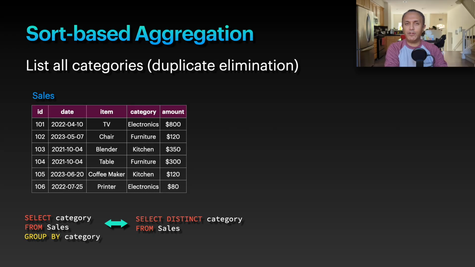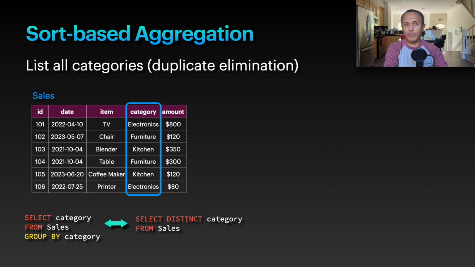So let's start talking about the sort-based aggregation first. We're going to explain with an example and then see what we can find. So again, this is the same query that we've seen before, the duplicate elimination query. We just want to list all the unique categories. So the query could be written in one of those two ways. The grouping key is the category.